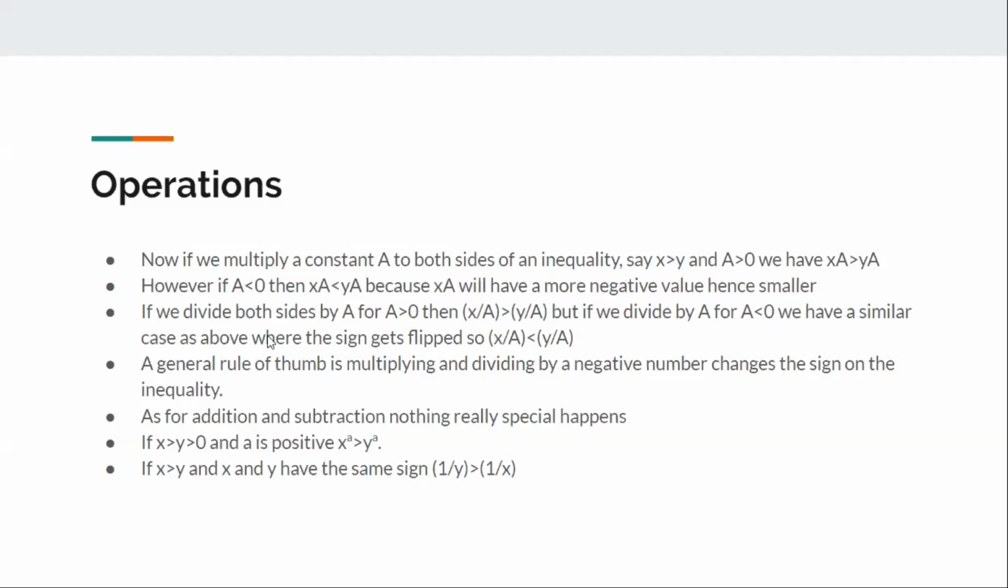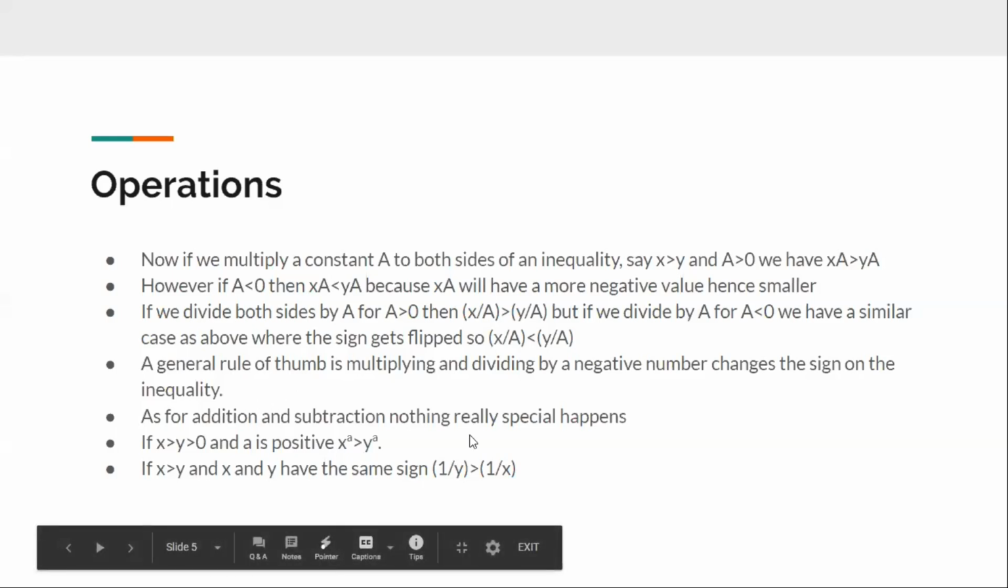If we divide both sides by a and a is greater than 0, then x over a is greater than y over a. But if we divide by a for a is less than 0, we have a similar case as above, and the sign gets flipped again. So it becomes x over a is less than y over a. A general rule of thumb is multiplying and dividing by a negative number changes the sign of the inequality. As for addition and subtraction, nothing really special happens. So if you add a constant, the sign normally won't change.